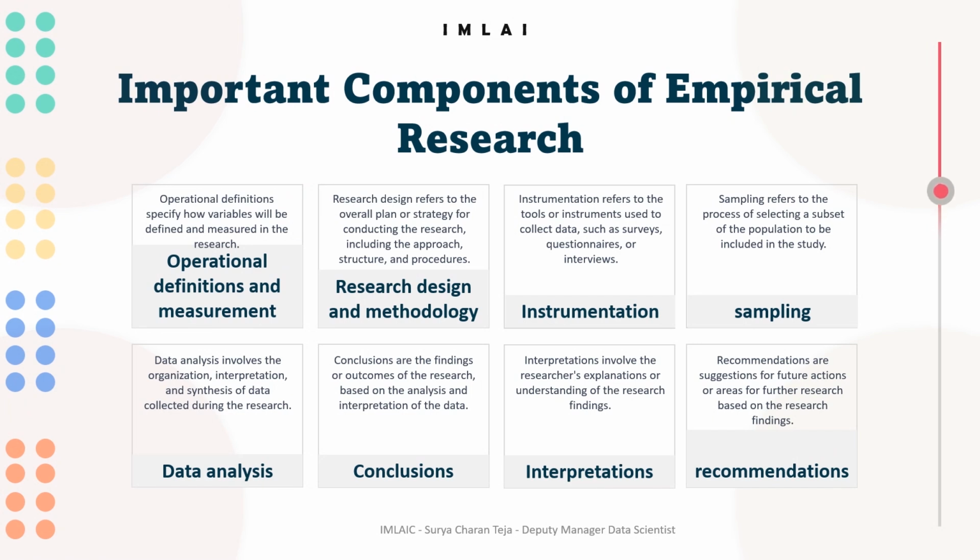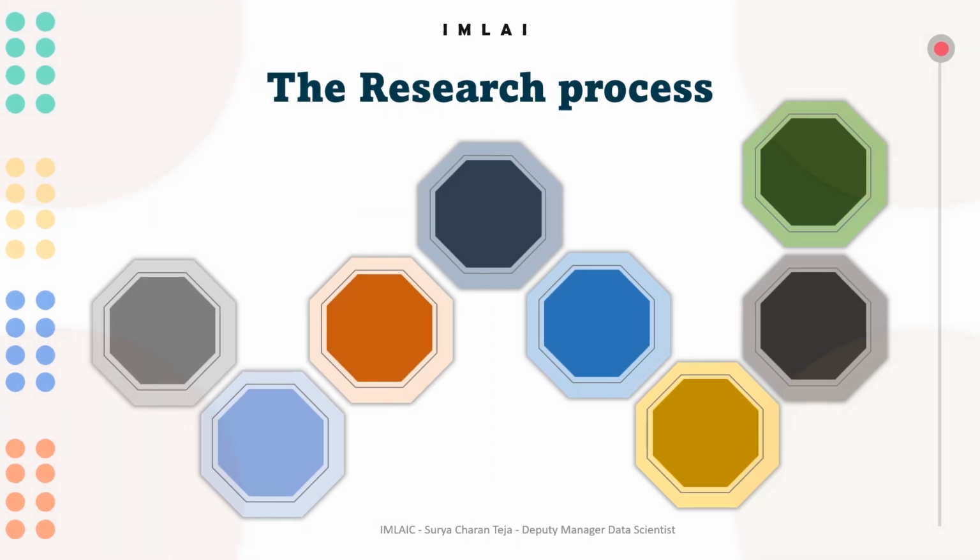So far, we have seen what is research, types of research, and then we have looked into the important components of empirical research also. So now we will explore the steps in doing research, or the research process steps. Here are the steps of research process with examples.